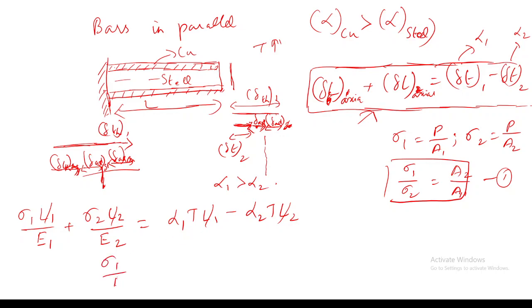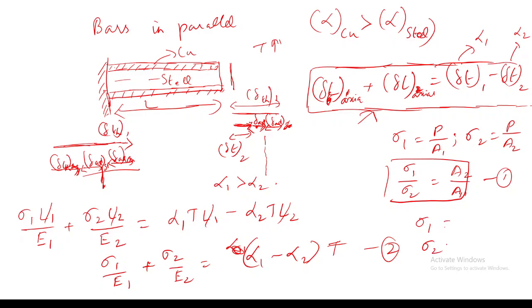So from this you will get sigma 1 by E1 plus sigma 2 by E2 equals alpha 1 minus alpha 2 into T. This will be your second equation and this will be your first equation. So from these two equations you can calculate the values of sigma 1 and sigma 2.